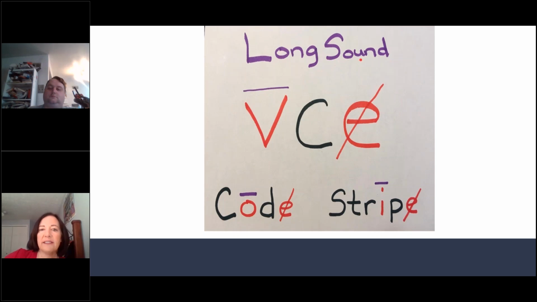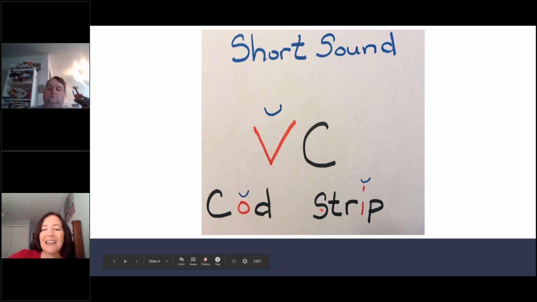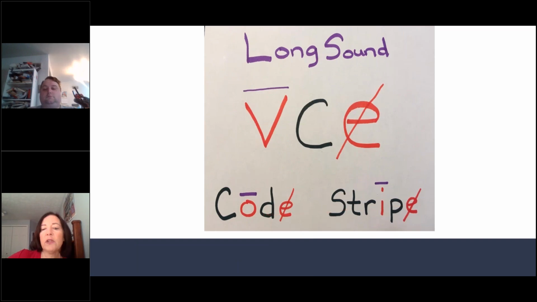Vowels also have long sounds, and you will hear their long sound when we have a vowel, a consonant, and then the letter E, which will be silent, within a syllable or within a short word. Examples are the word code. We've got a vowel, consonant, and E that's silent. And the word stripe. We have a vowel, a consonant, and an E that's silent. So really the only difference between the words code and stripe from the words cod and strip is that there is a silent E at the end of code and stripe, changing that vowel sound.